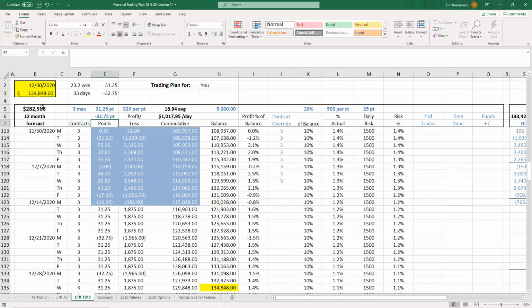So we're still at a significant return on investment, starting with a $5,000 account, looking to grow our account to about $282,000. That's our 12-month forecast. The current account balance is already over $120,000. We started this at the same time, so we're looking for this, the 12-month, to end right about the end of June, beginning of July.